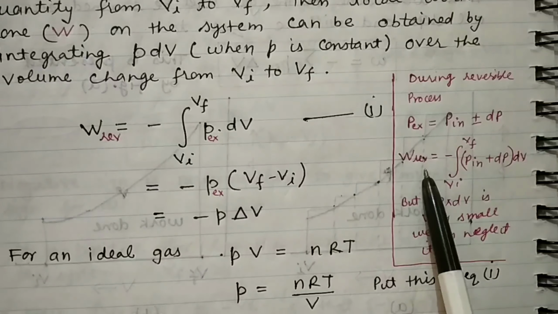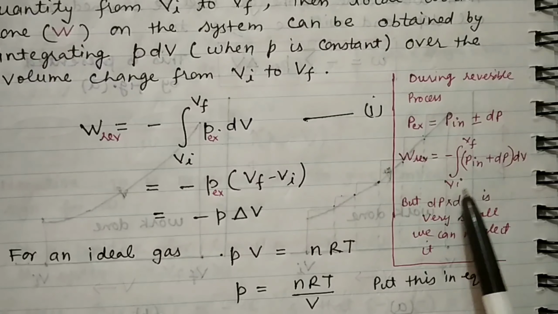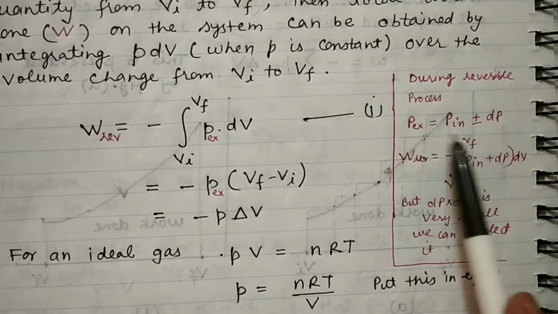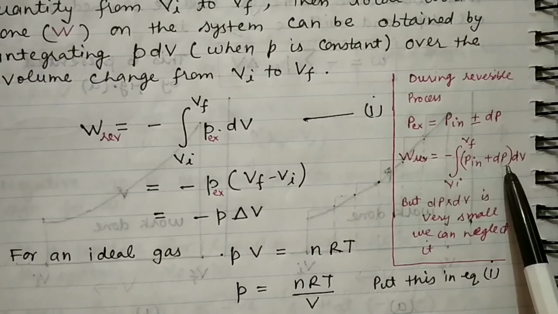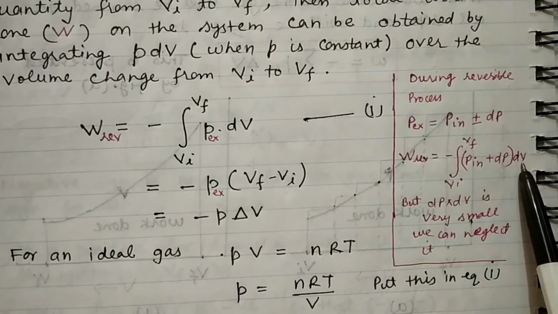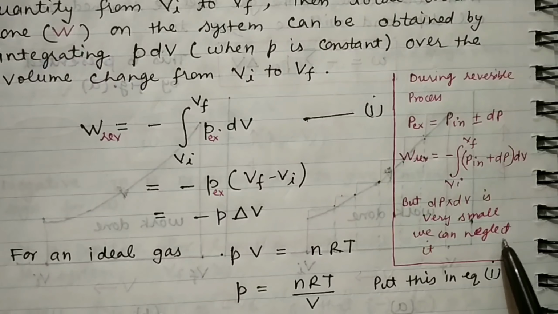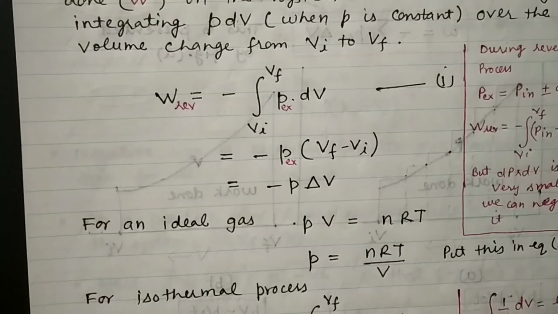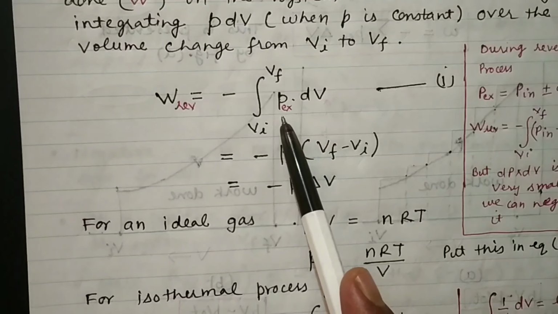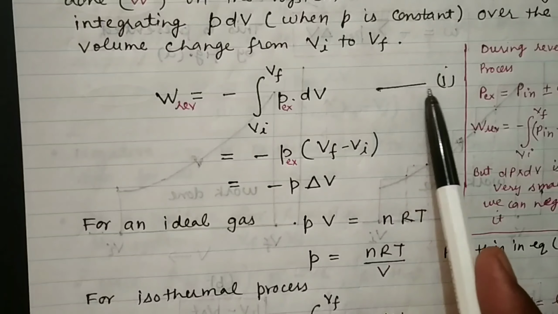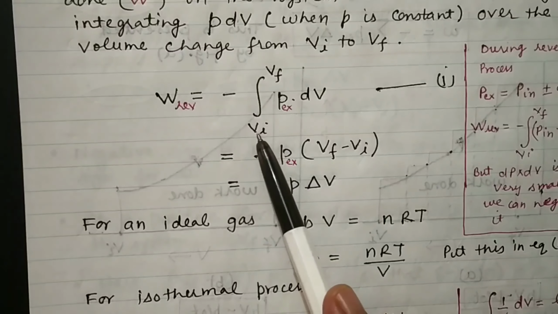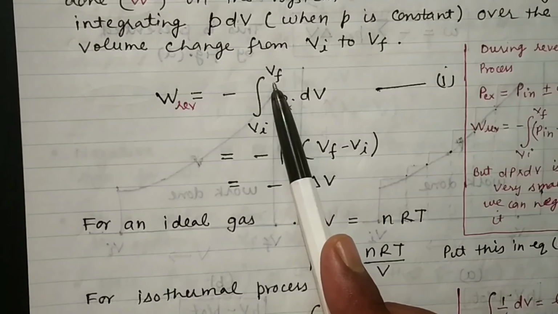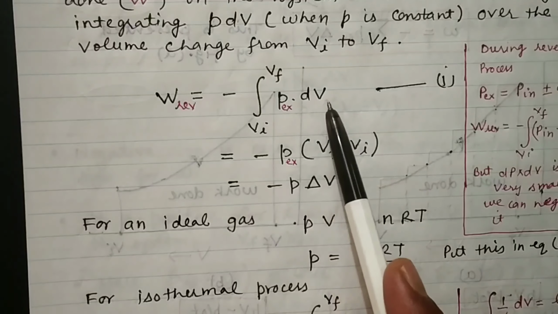For reversible work done, one has to integrate over the limit Vi to Vf. So in place of P external, one can write P internal plus or minus dP, because dP and dV are very, very small, so their product we can neglect. So it comes out to be P external equal to P internal. So one can write only equation 1, that for reversible work done it is equal to minus integral from Vi to Vf of P external into dV.